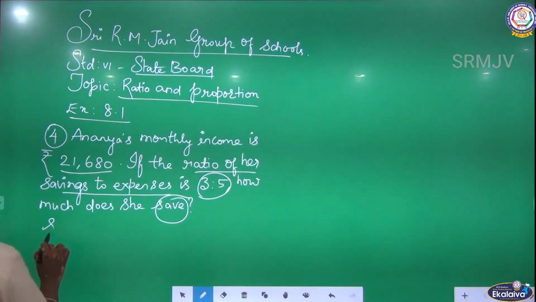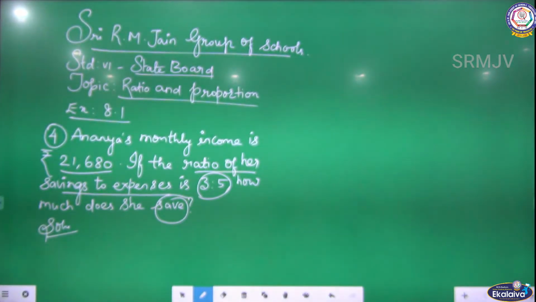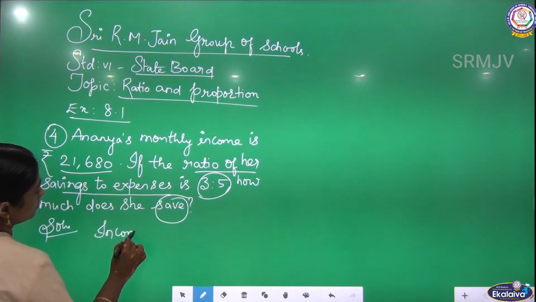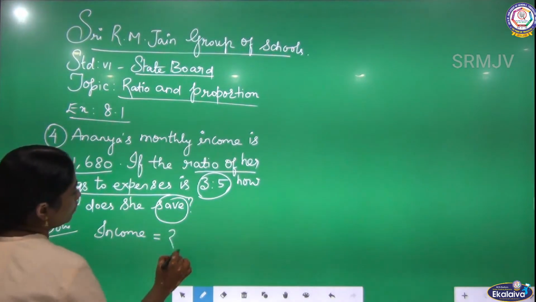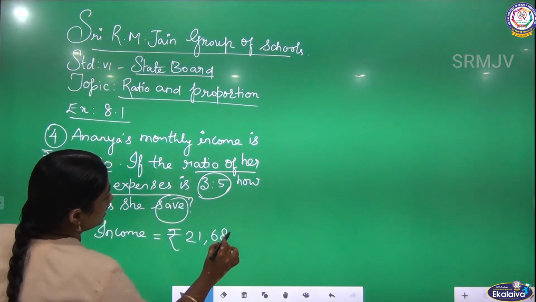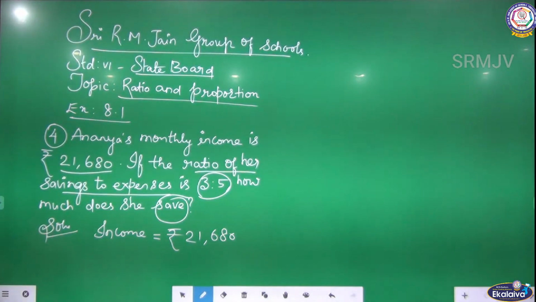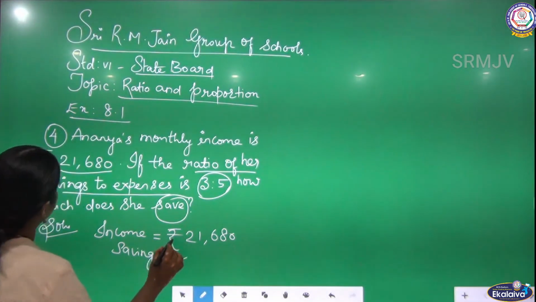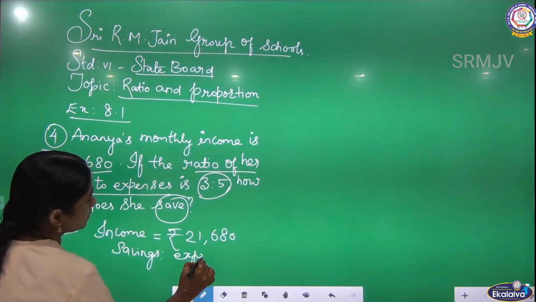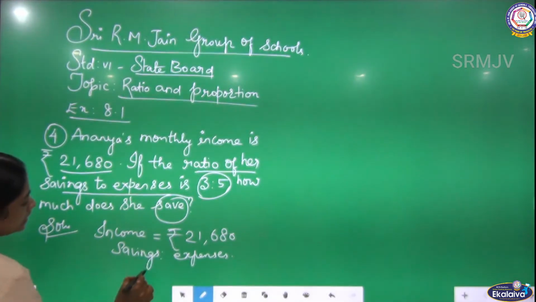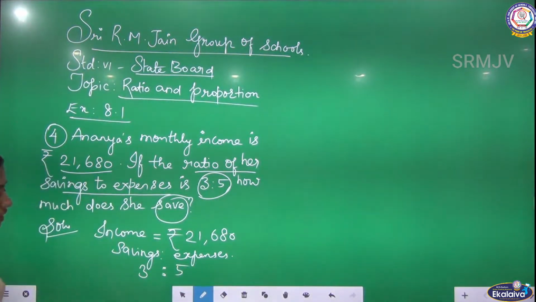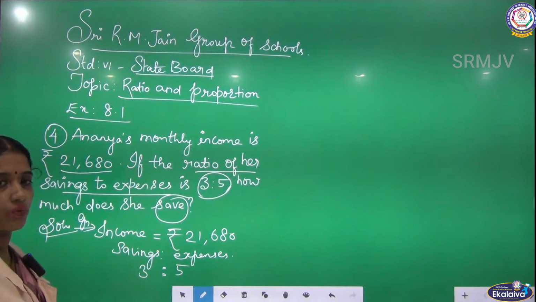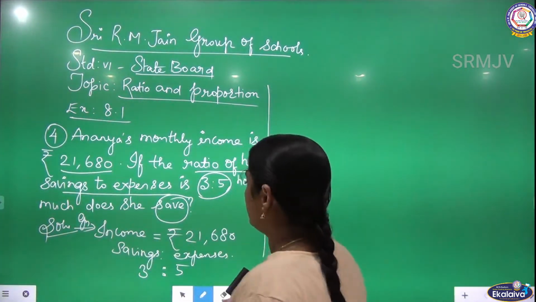Listen children. Now I am going to write the solution for this. Income: 21,680. The ratio of savings to expenses is 3:5. Can you clear this? This is everything which is given in the question. Just what is given in the question, I have written this.